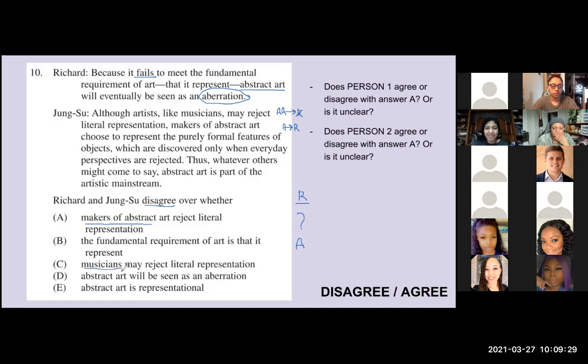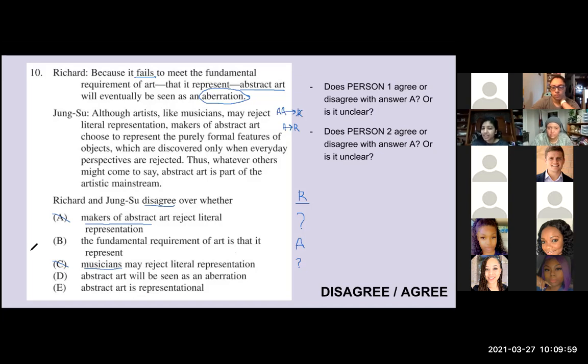Did Richard even mention musicians? No. Sriya, I have a question. Looking at the agree and disagree, both of them basically need to mention the same thing for me to be able to say so. I see on the second one where it says "may reject," but although Richard's not talking about it, both of them have to be talked about, essentially, is what you're saying. Yes, because do we know how Richard feels about musicians?